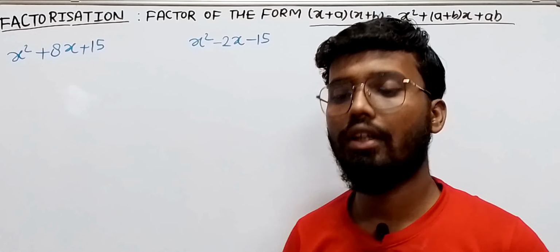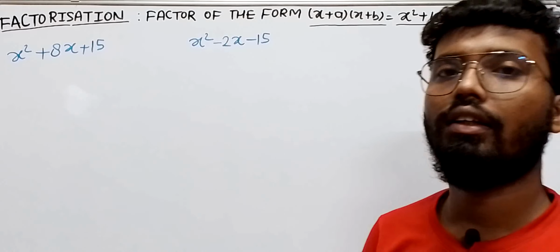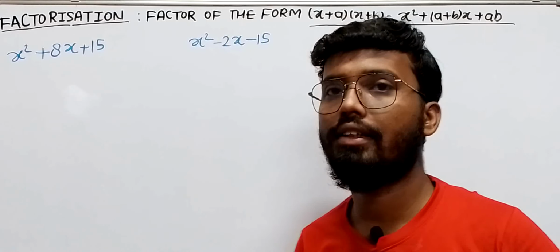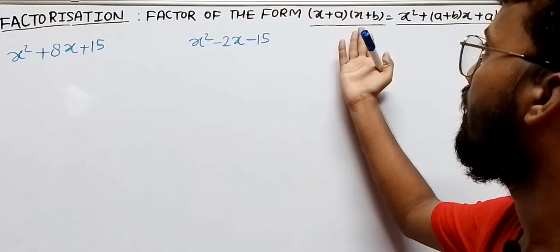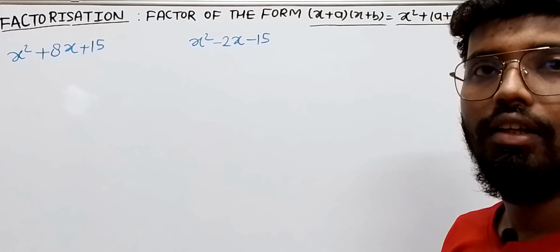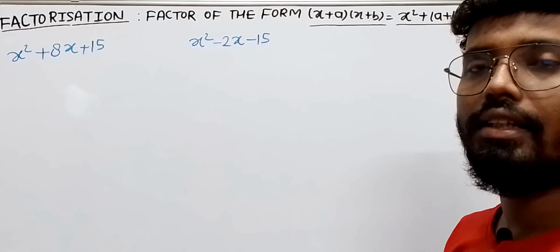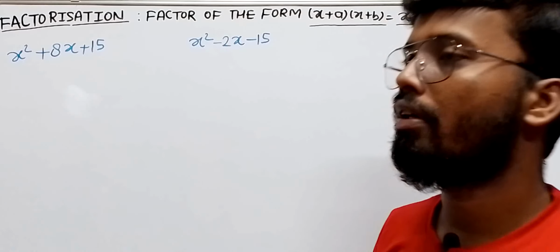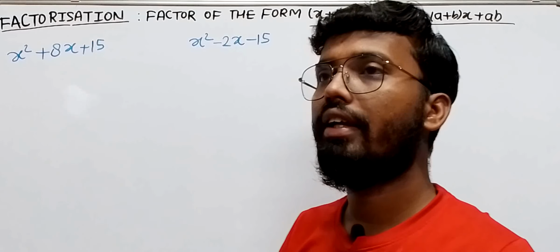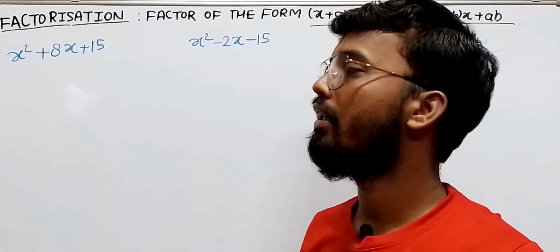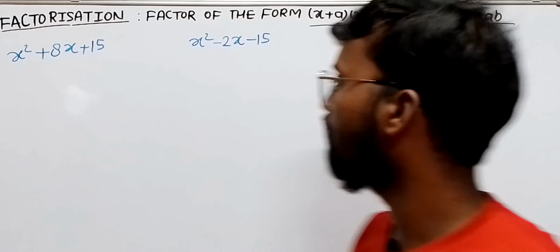In today's video we are going to learn how to find the factors of any expression of the form (x + a)(x + b) = x² + (a + b)x + ab. Whenever we have to find the factors of an expression having three terms, we can think of this method.